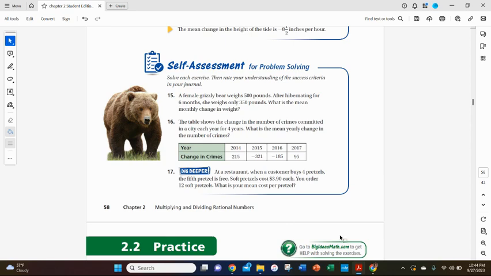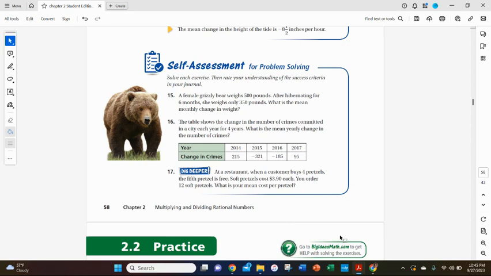At a restaurant, when a customer buys 4 pretzels, the 5th pretzel is free. Soft pretzels cost $3.90 each. You order 12 pretzels. What is your mean cost per pretzel? Ooh, that's interesting. So we sell pretzels in our concession stand. That's why I thought this would be a neat question. They cost $3.90 and you order 12 of them.